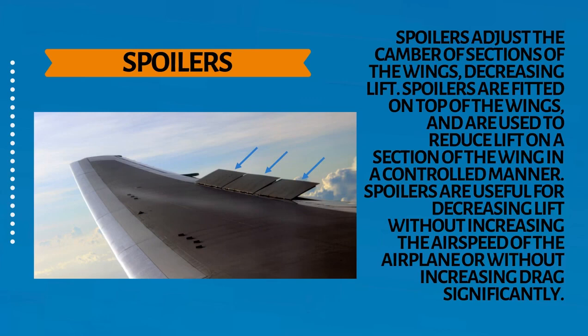Spoilers. Spoilers adjust the camber of a section of the wings, decreasing lift. Spoilers are fitted on top of the wings and are used to reduce lift on a section of the wing in a controlled manner. Spoilers are useful for decreasing lift without increasing the airspeed of the airplane or increasing drag significantly.